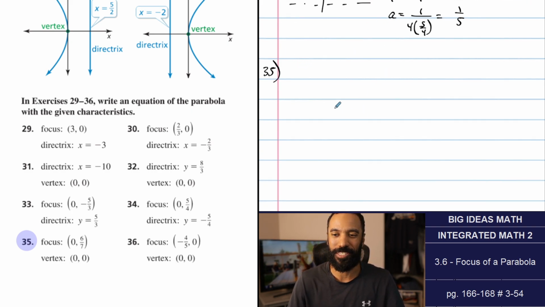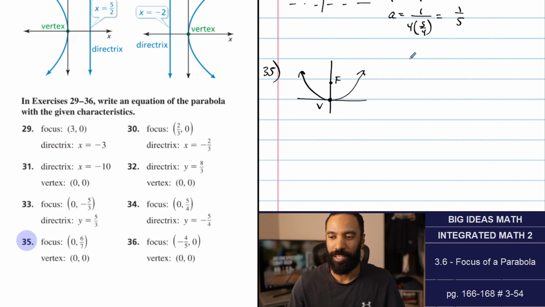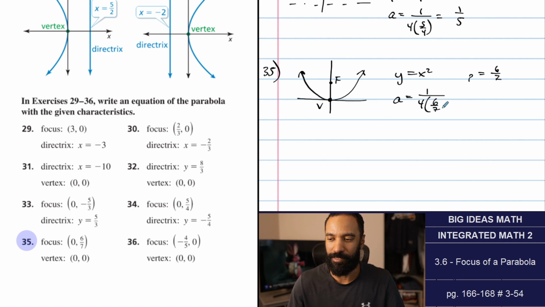Focus is at (0, 6/7), and there's a vertex at the origin. What else is new? So there's your vertex. Here's your focus, which means your parabola goes upward. Your p is 6/7. So it's a y equals x squared equation. A is 1 over 4 times 6/7, which is 1 over 24/7, which is 7/24. That does not reduce. This is going to be the equation y equals 7/24 x squared.